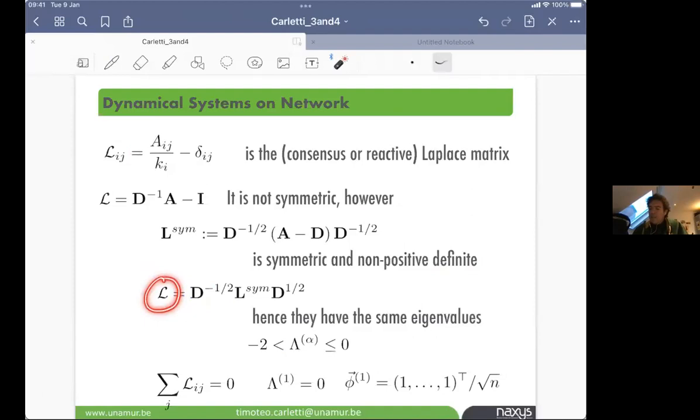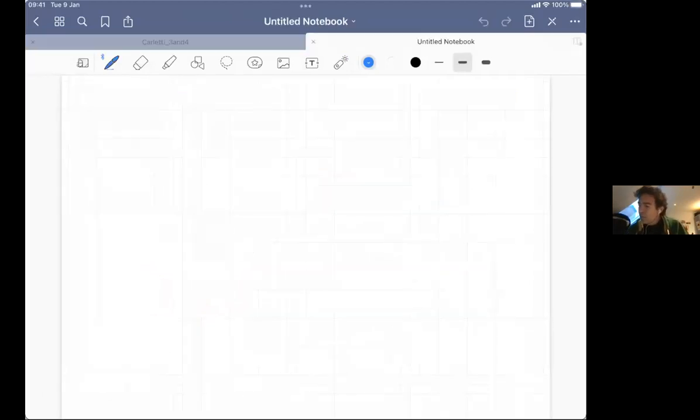The matrix L, the consensus that I'm interested in, is indeed similar to this L symmetric. It's just a simple computation. If you take L symmetric, this is defined over here. So let me write again L sim. L symmetric Ij is equal to 1 over square root of Ki, Aij, 1 over square root of Kj, minus delta Ij.